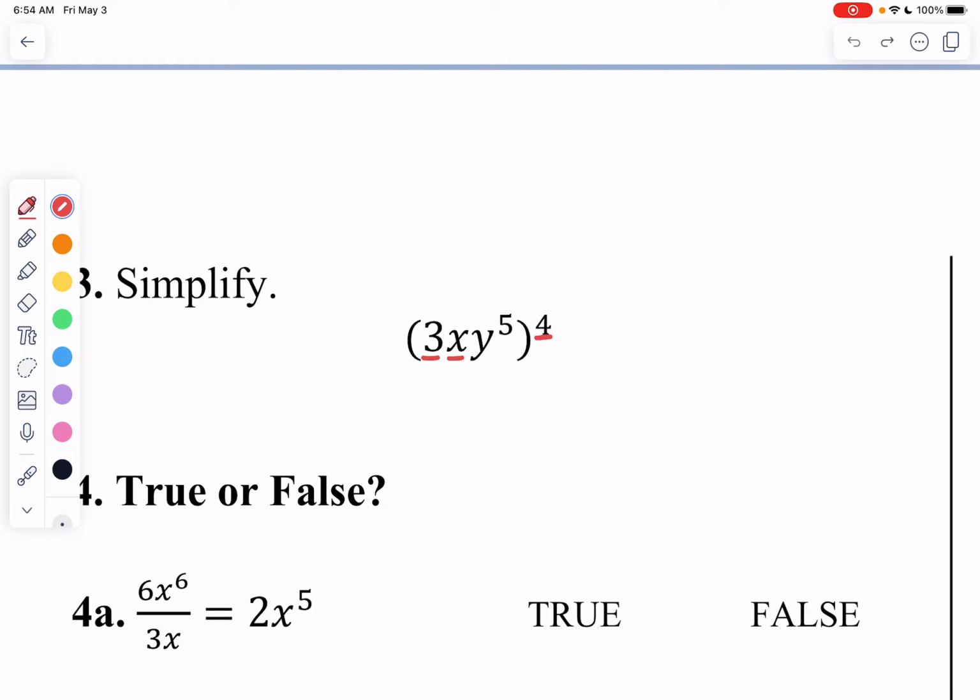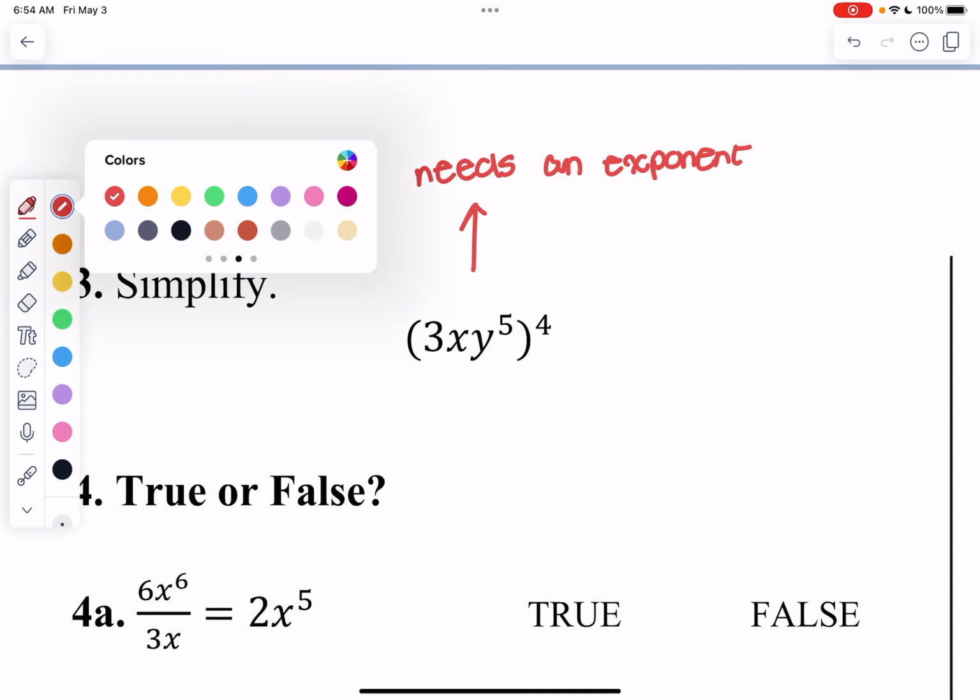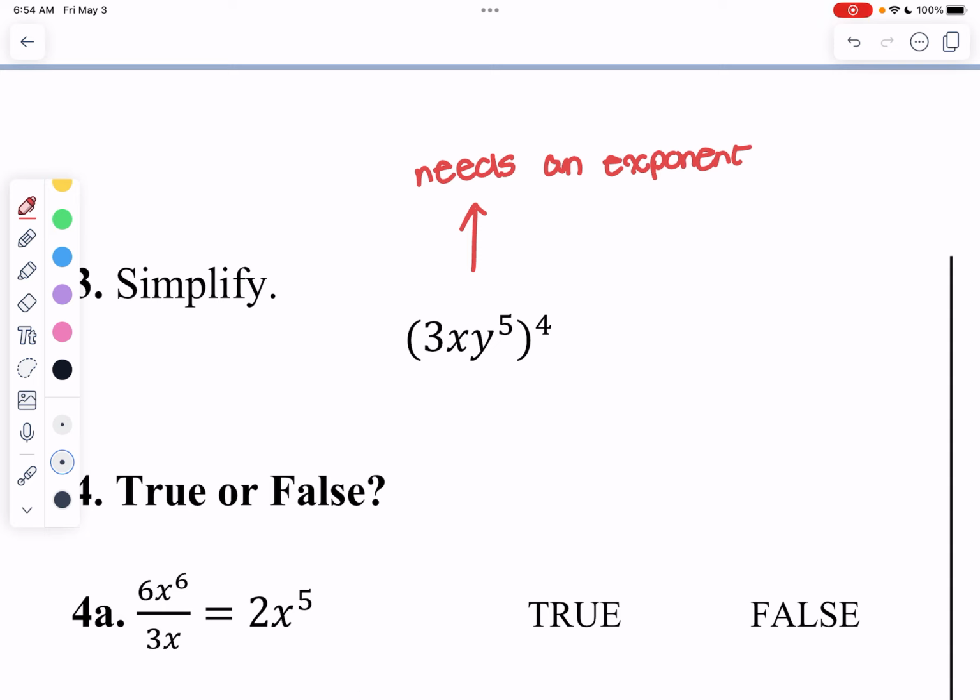So this is how this is going to happen. The first step is that everything on the inside needs an exponent. So y already has an exponent, that has 5. But 3 and x do not have exponents, okay? When there is no exponent here, it is an invisible 1. 3 to the power of invisible 1 and x to the power of invisible 1.